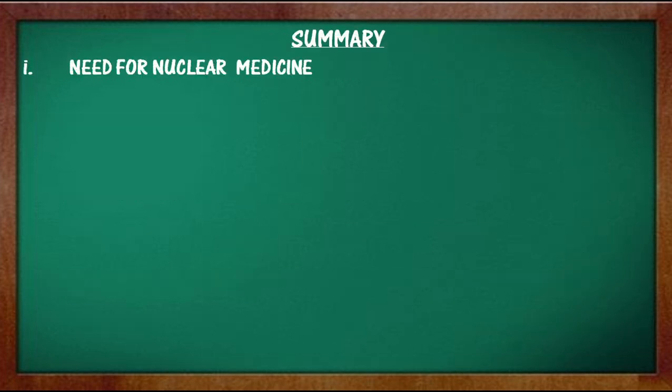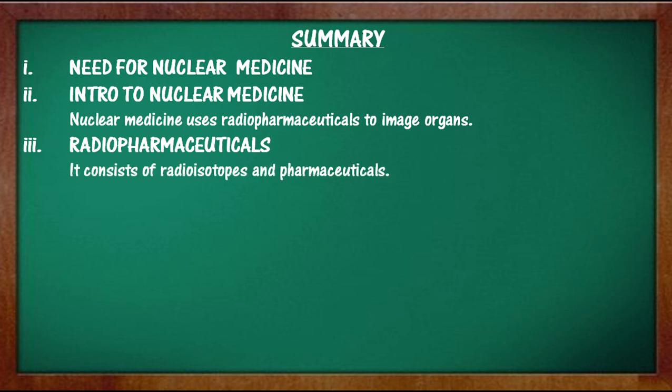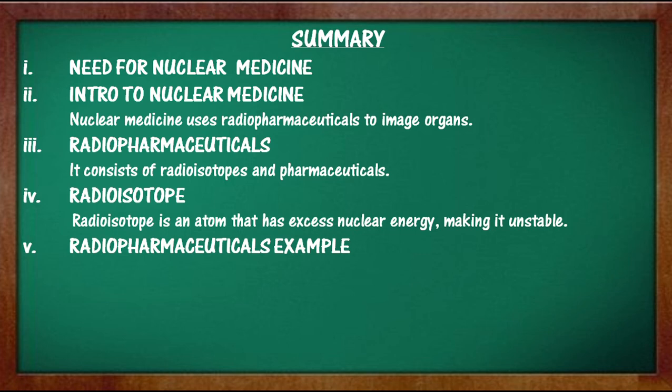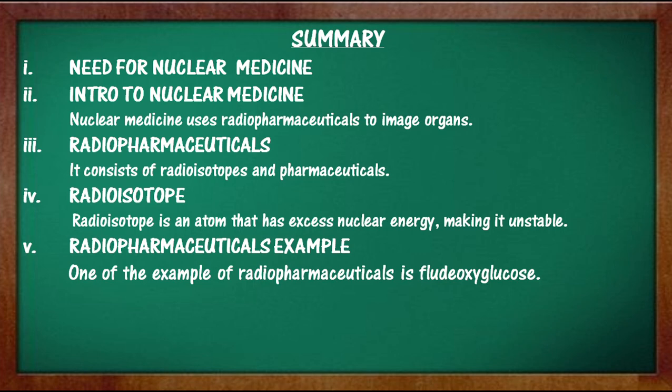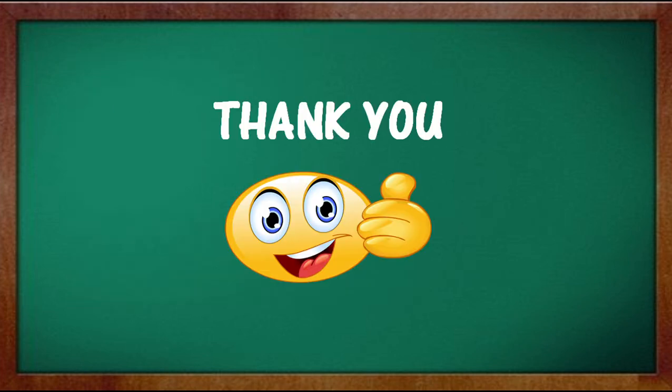First, we have seen the need for nuclear medicine and the intro to nuclear medicine. Why we wanted to go for that, we have seen in the first part. Then radiopharmaceuticals and radioisotopes. One example we have seen. And then finally, we have seen the radionuclides that are used in nuclear medicine. I've only listed 5, but there are lots and lots of radionuclides used in nuclear medicine imaging that you will see when you learn about the equipment.